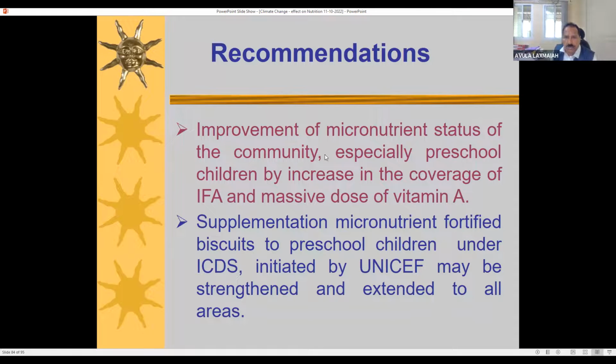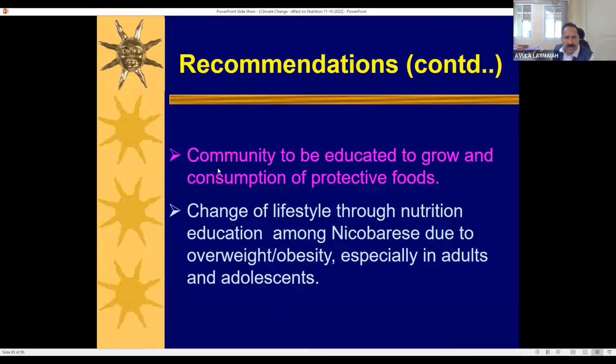property. So improvement of the micronutrient status of the community, especially preschool children, by increasing the coverage of IFA and massive dose of vitamin A, and supplementation of micronutrient-fortified biscuits to preschool children under ICDS initiated by UNICEF, may be strengthened and extended to all the areas. These were the recommendations we have given. And the community is to be educated to grow and consume protective foods, and change of lifestyle through nutrition education among Nicobaris due to overweight and obesity, especially in adults and adolescents.